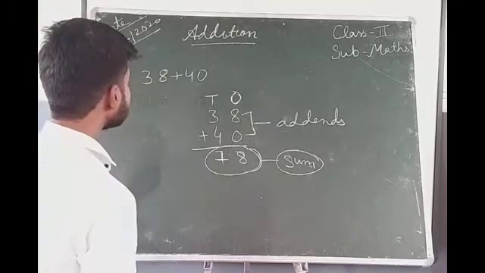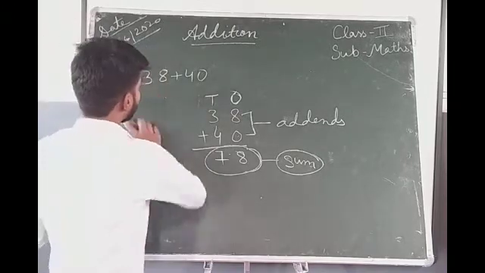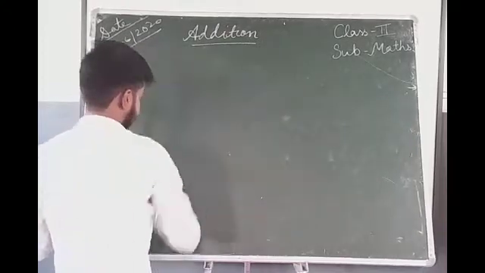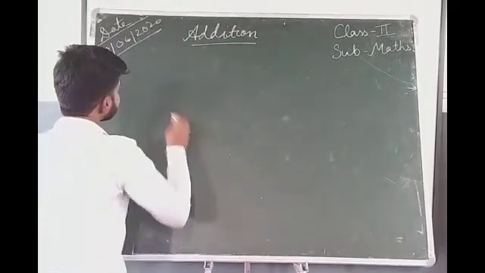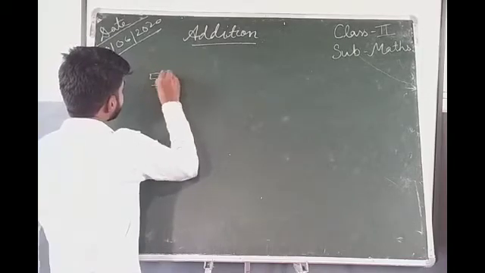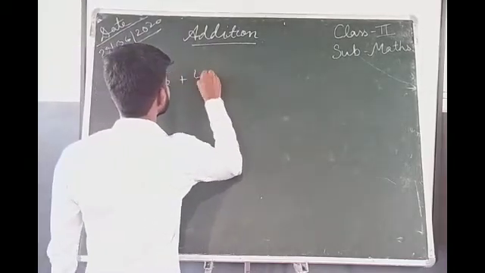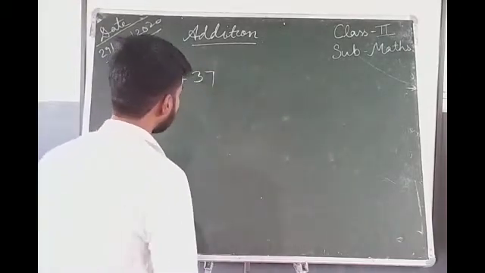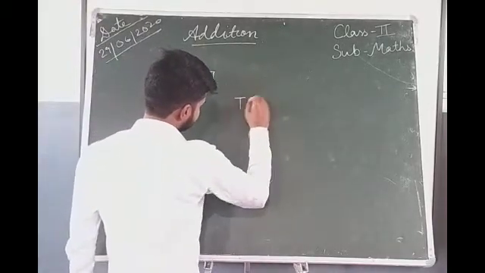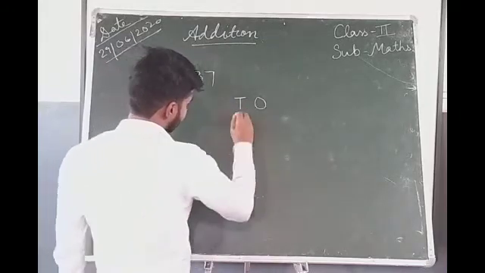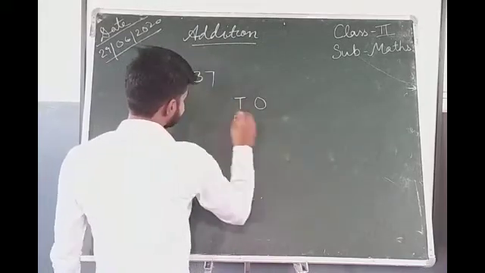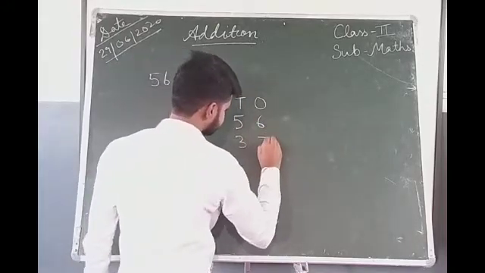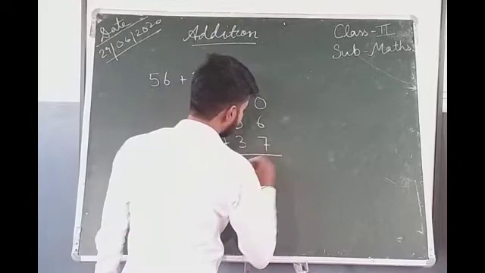Now we will learn about addition with regrouping. What is regrouping? So we will see here. Suppose that this is 56 plus 37. Now we will add it. Tens, ones. So what is this? 5, and what is this? 6, and this is 3 and this is 7. So now we will add these two numbers.